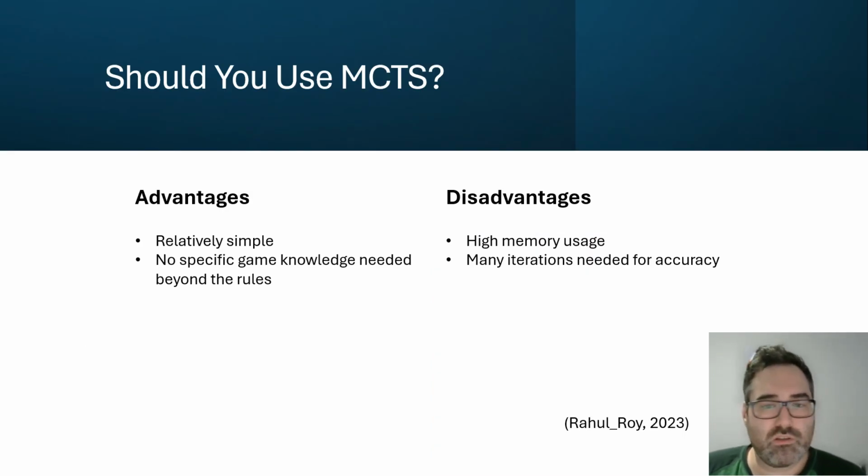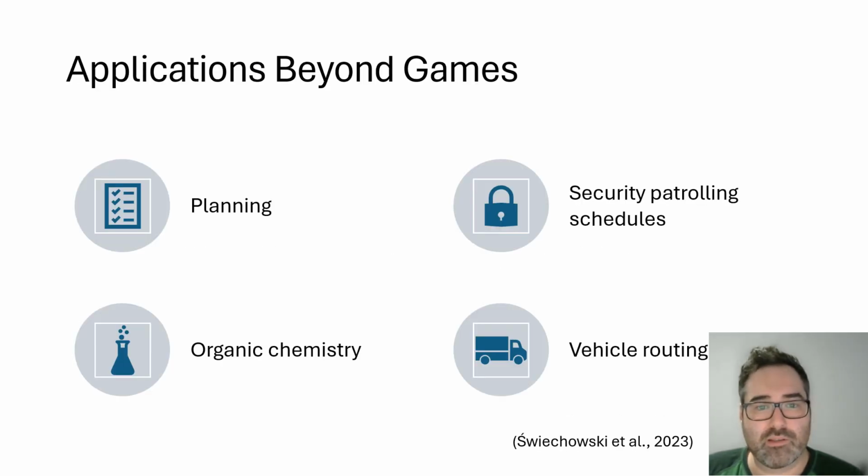So should you use the Monte Carlo tree search? Well, it's relatively simple. It doesn't need specific game knowledge beyond just the rules. It does have very high memory usage, as we saw. You need many iterations for it to be accurate though. There are applications for it beyond just games: in planning, security, patrolling schedules, organic chemistry, and vehicle routing.